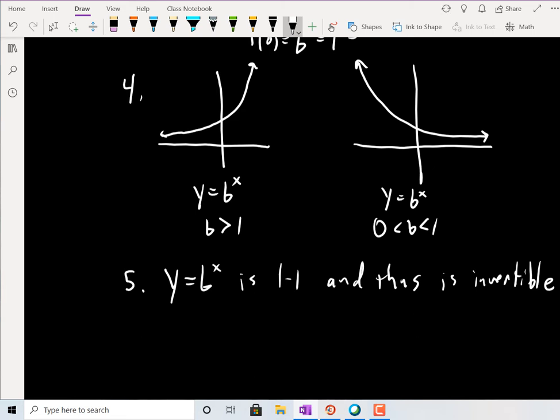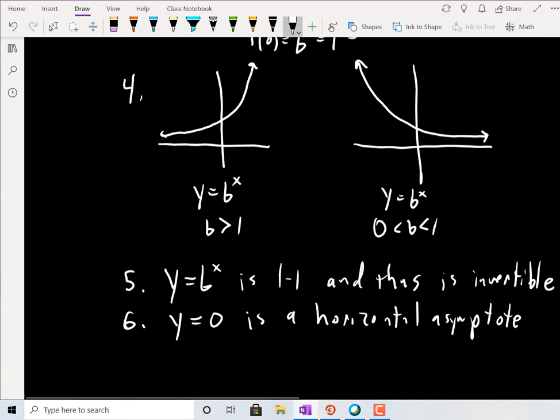What else? It has an asymptote, although you can't see it. y equals 0 is a horizontal asymptote. y equals 0 is just the x-axis, so you don't see it, but it's there. I'll put it in yellow or something. I'm not giving you yellow. There you go. There it is. And that's for both of them.